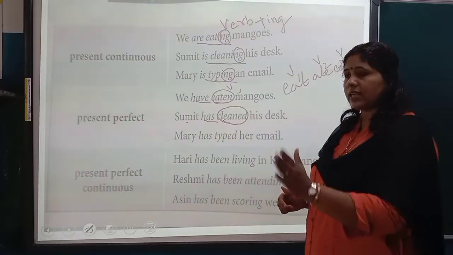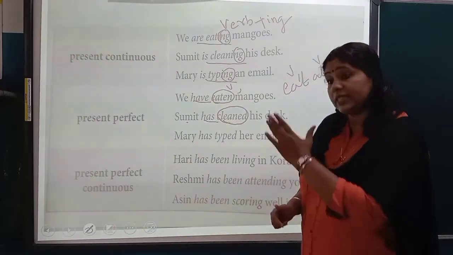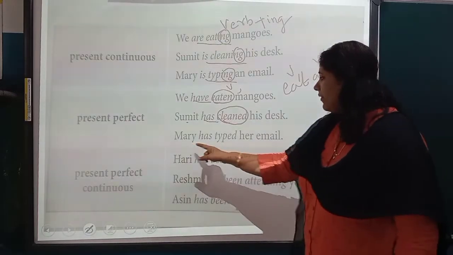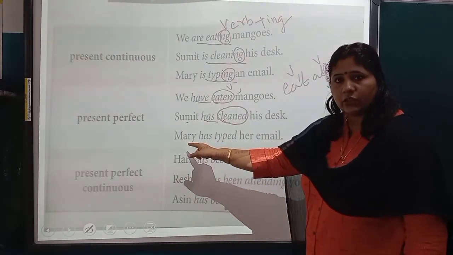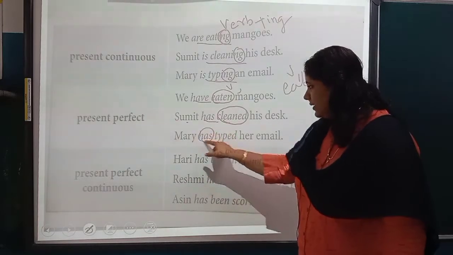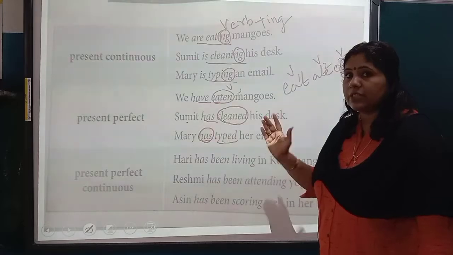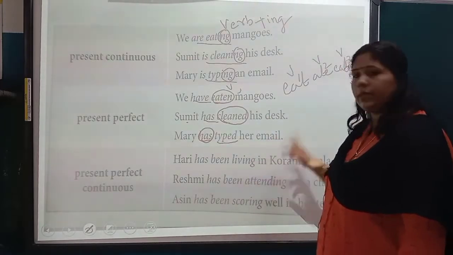Sometimes some verbs have V2 and V3 forms the same. Clean, cleaned, cleaned. Mary has typed. Mary, singular subject. So has, isn't it? And typed, V3 form. Typed, typed. It's like that. Her email.